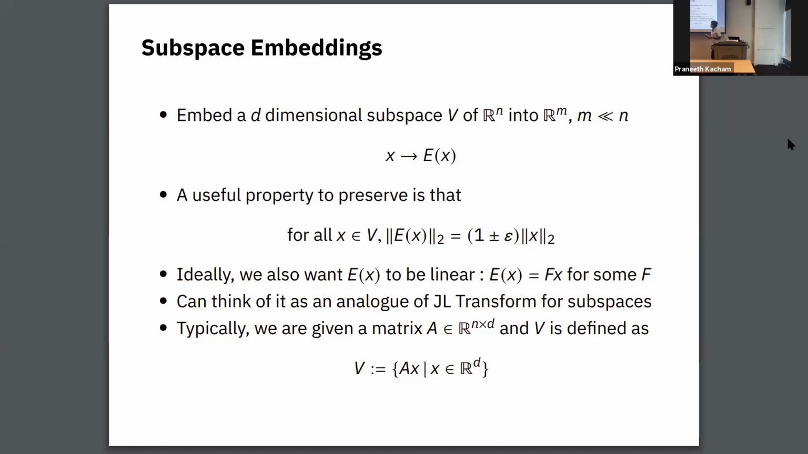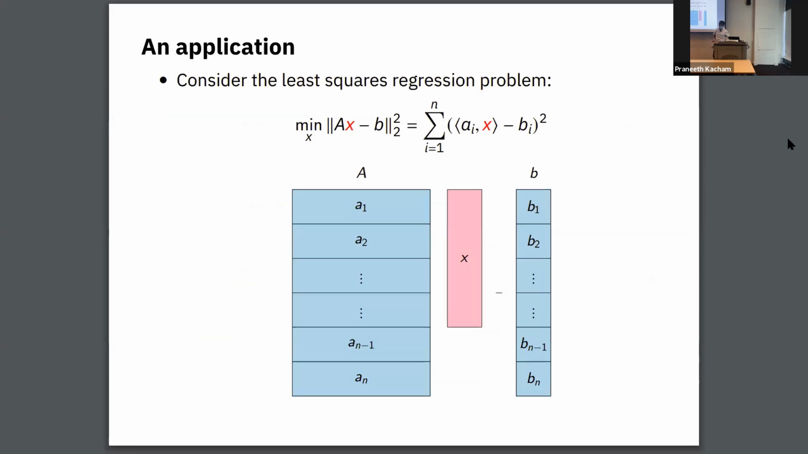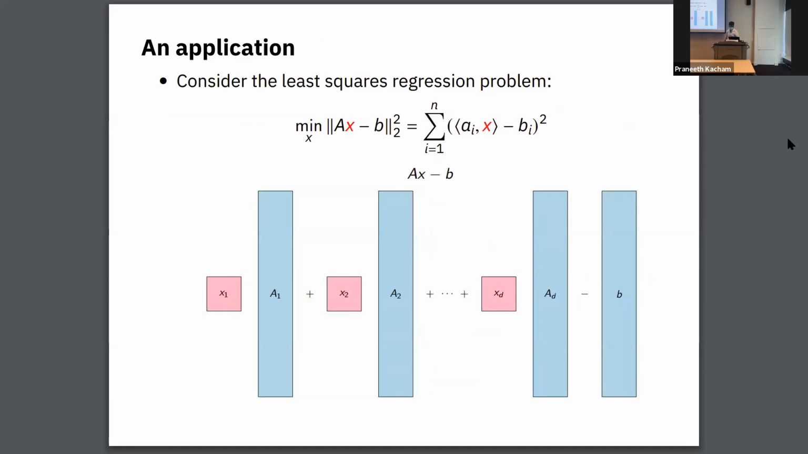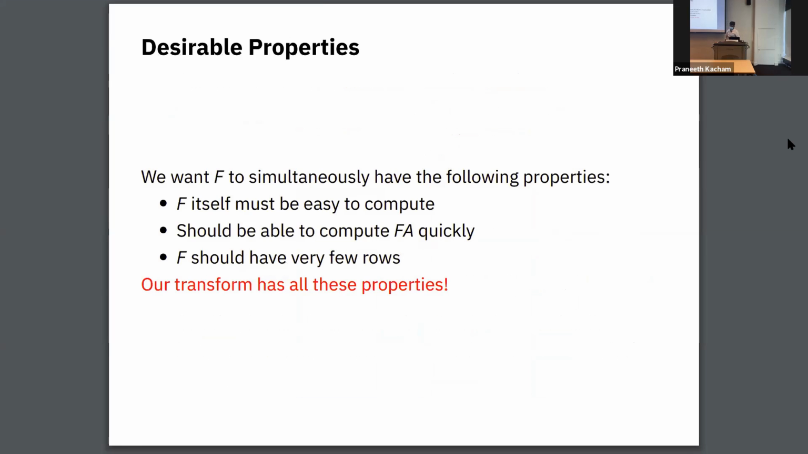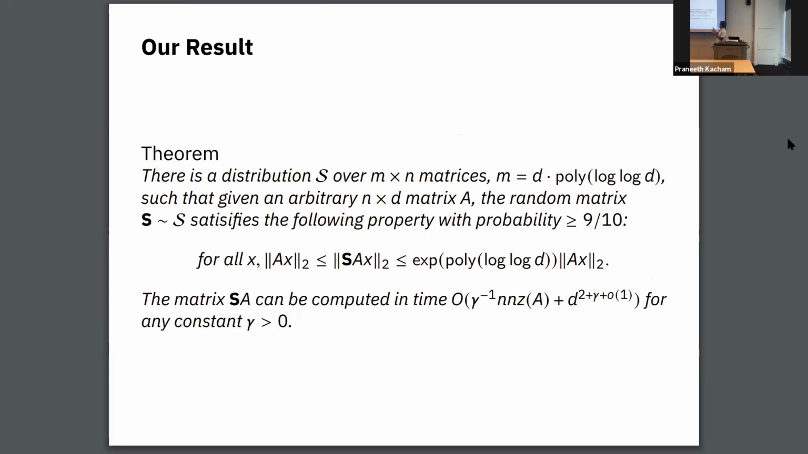And F should also have very few rows, right? If F itself has a large number of rows, then we are not solving any smaller problem. So these are the three desired properties of a subspace embedding we want. That is, F itself must be easy to compute, F should be easily applicable to any given matrix A, and F should have very few rows.